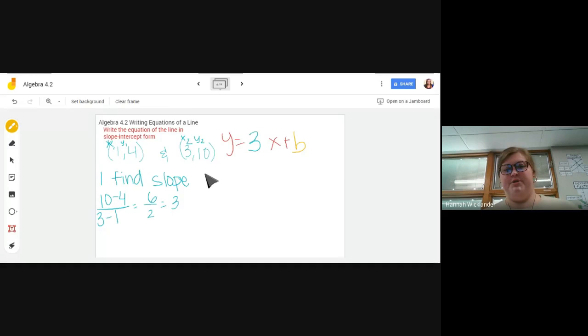So step 2 is to find b by plugging in an ordered pair. Okay, so which one should I do? Should I do ordered pair 1 or ordered pair 2? Well, you guys are going to do it, but 1. Okay, so I want you guys to plug in 1 and 4 into this equation.